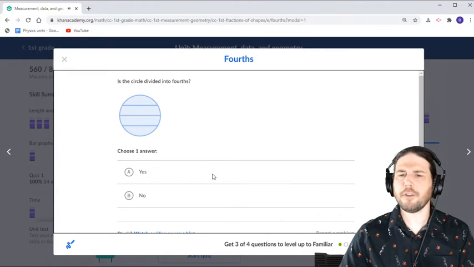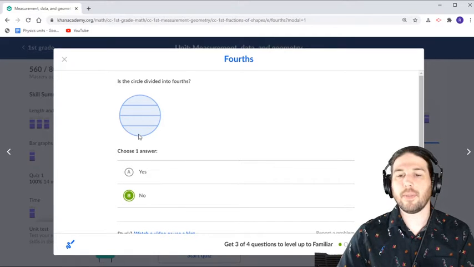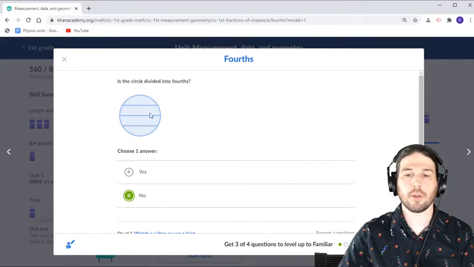So it's divided into 4, but it's not divided into fourths because they would have to be equal. And this bottom and top part are clearly smaller than these middle 2 parts.